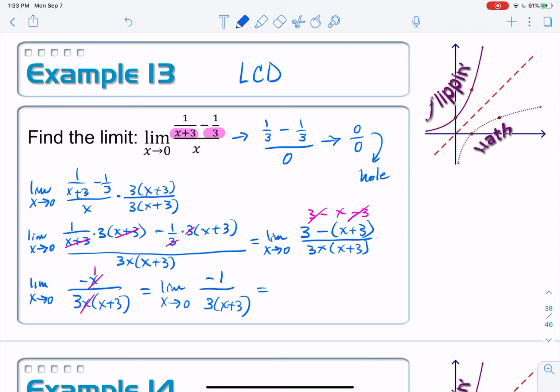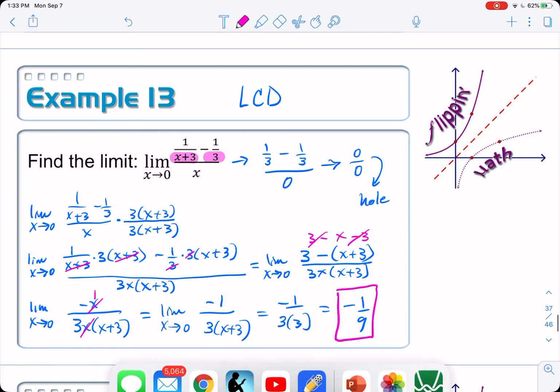And where's that hole at? I directly substitute in my 0. I get negative 1 over 3 times 0 plus 3. I believe we get negative 1/9. Put an official magenta box around that.